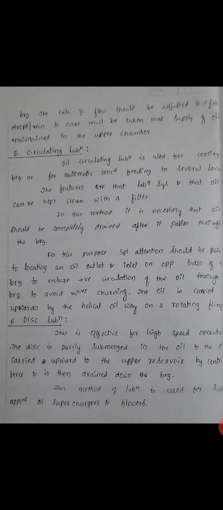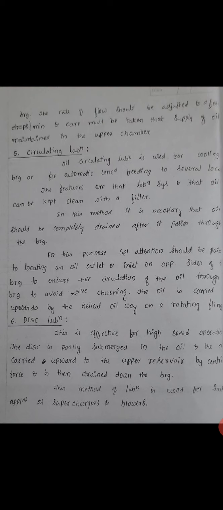Then splash lubrication. An impeller is used on the bearing shaft to pick up the oil and convert it to spray, which lubricates the bearings. Drip lubrication. The system is used when the bearing carries small or medium loads at high speeds. Oil is brought to the housing from which oil drops on it.